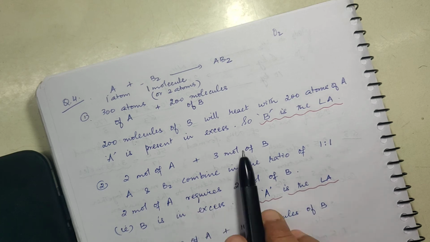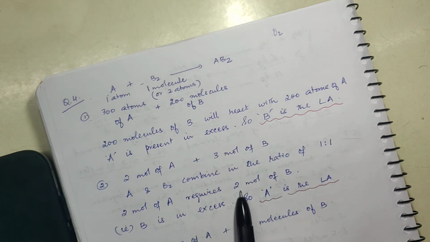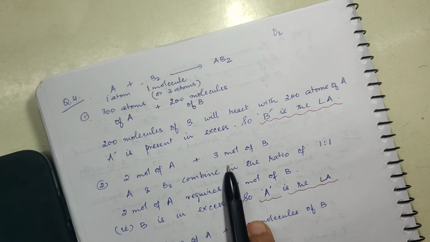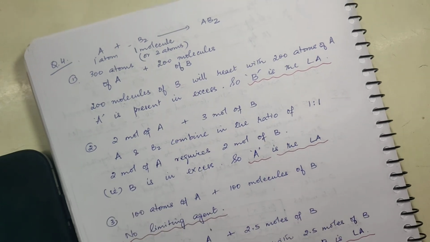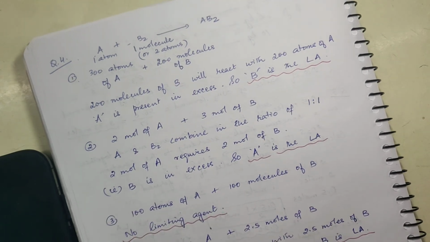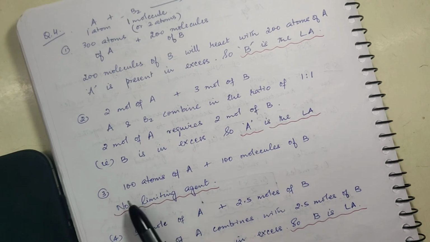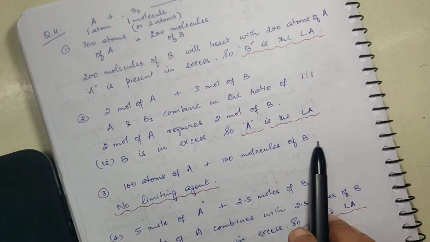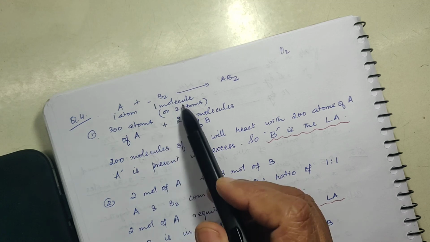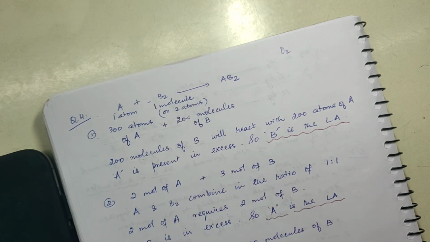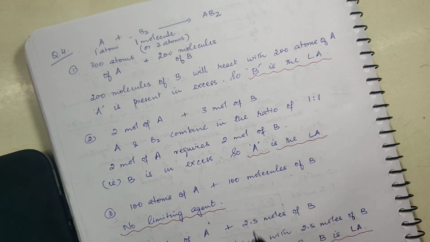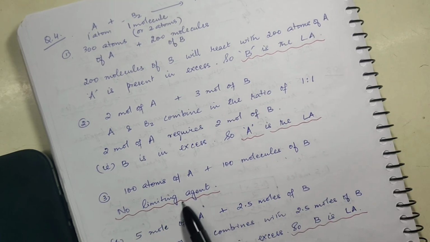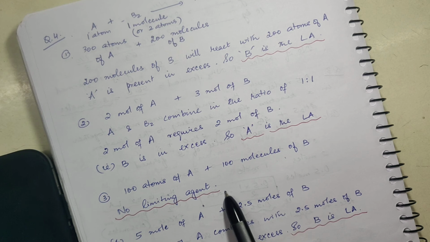And here what have you been given? You have been given 3 moles of B. You require only 2 moles, you have 3 moles, so B is present in excess. That means A is the limiting agent, right? The one which is present in excess is never the limiting agent. The other one is the limiting agent. Same way, 100 atoms of A and 100 molecules of B. Here we have already seen 1 atom requires 2 atoms. So 100 atoms will require 200 atoms. So 100 molecules means 200 atoms. So there is no limiting agent, right?